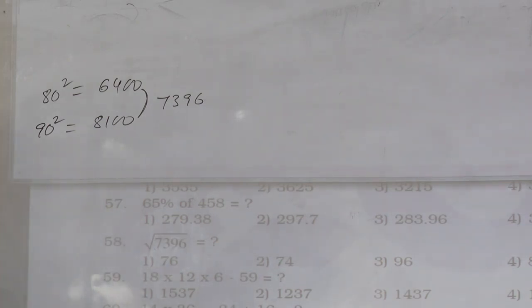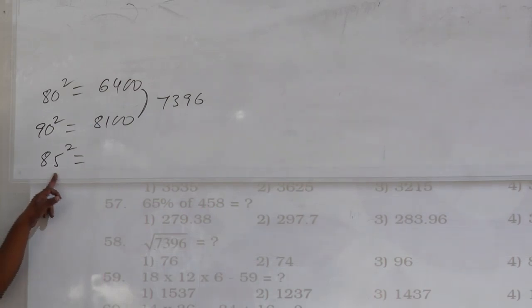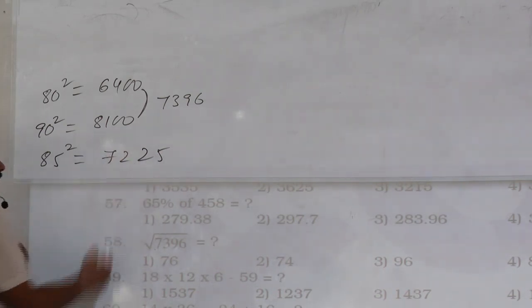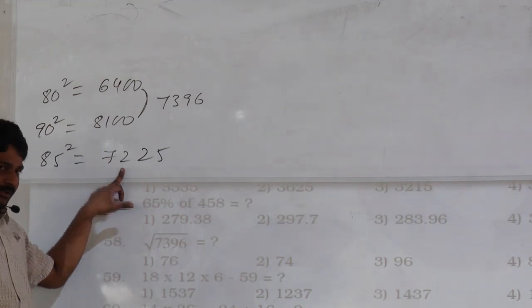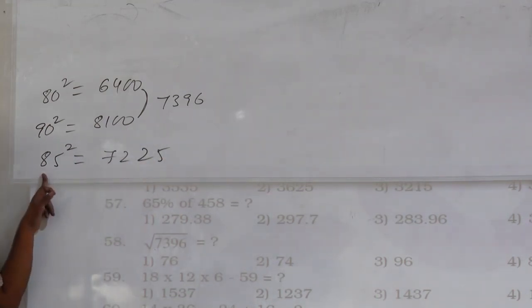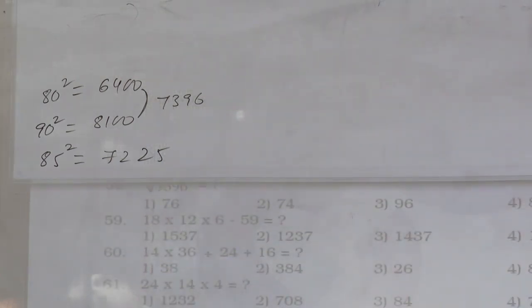Now let's go for 85 square. Square ends with 5. 5 square ends with 25. 8 9 times 72. What is our number? 7396, which is more than 7225. Hence answer is more than 85 and less than 90. Only one option. Next.